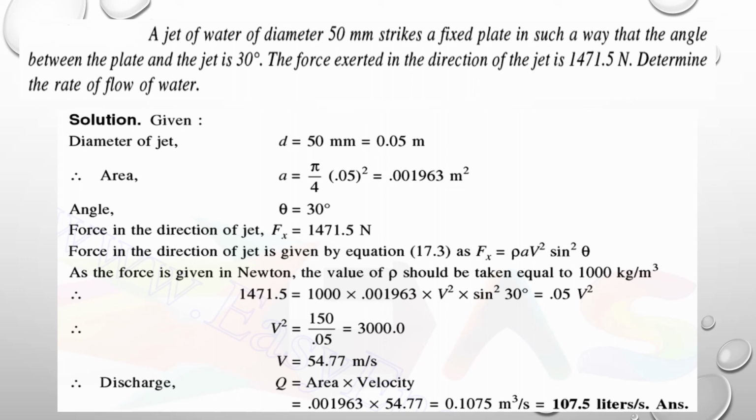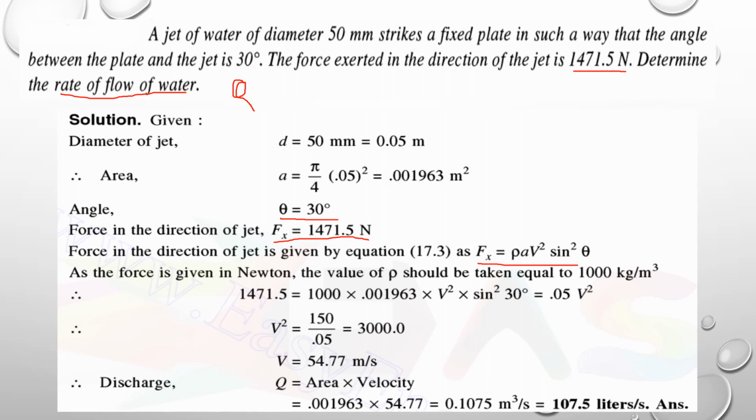So here in this case, the force exerted is already given, and you are asked to find out the rate of flow, or the discharge Q is what is asked. So again, noting down the given things, diameter D is given. You can find the area, and the angle of inclination of the inclined plate theta is 30°. So force in the direction of the jet, that is Fx, is already given, 1471.5 Newton. We already know that for inclined plate, the equation for Fx is rho a v square sine square theta.